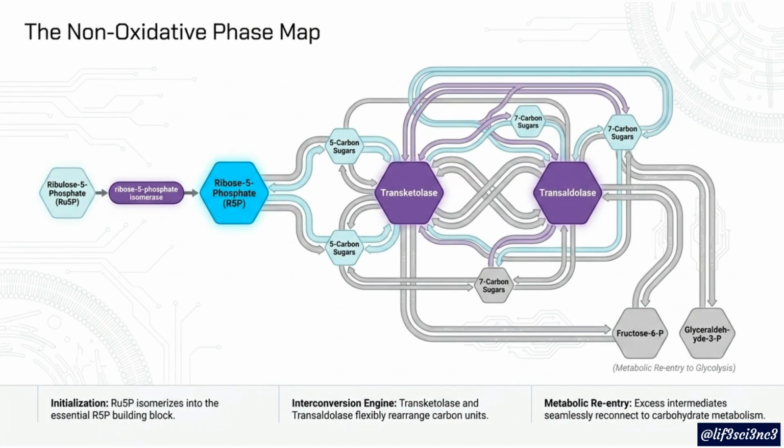Once we harvest our raw reducing power, the 5-carbon intermediates enter the fluid, highly flexible, non-oxidative phase map. During initialization, Ru5P is isomerized into ribose 5-phosphate, the foundational building block for downstream growth. From here, a highly dynamic interconversion engine powered by transketolase and transaldolase flexibly rearranges carbon units between various 5, 7, and 4-carbon sugars. If the cell does not require these sugars for growth, the excess intermediates are seamlessly rerouted right back into carbohydrate metabolism through fructose 6-phosphate and glyceraldehyde 3-phosphate.